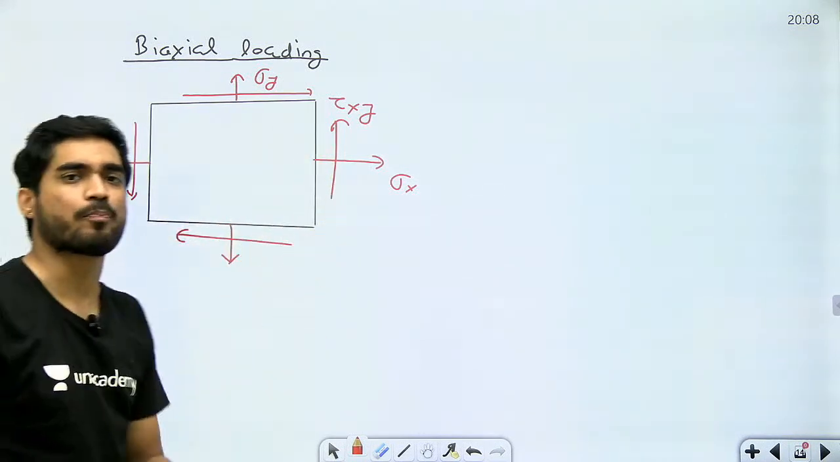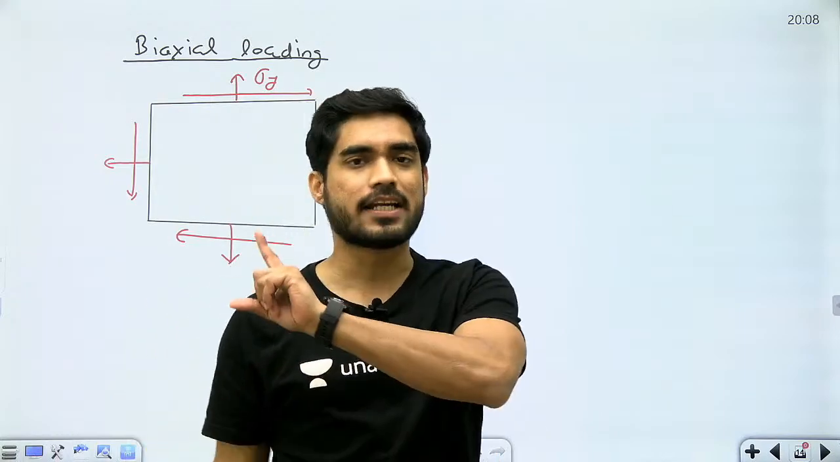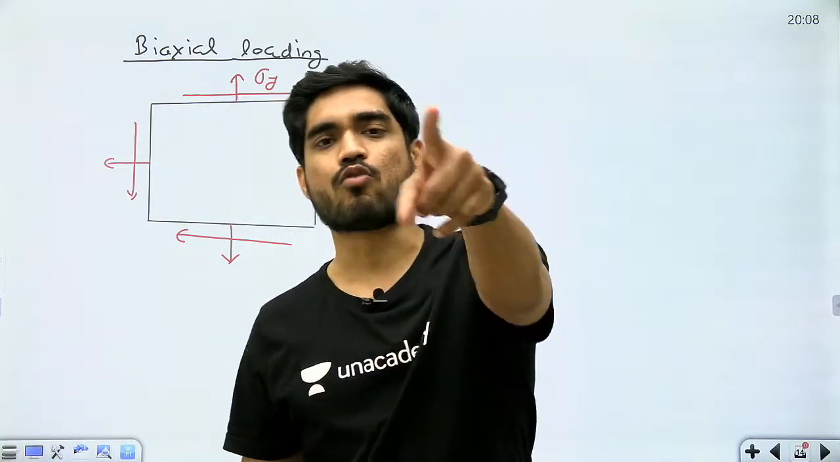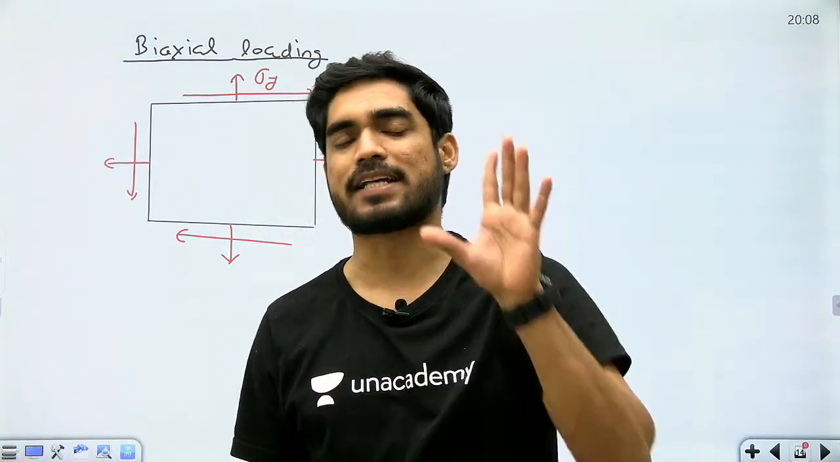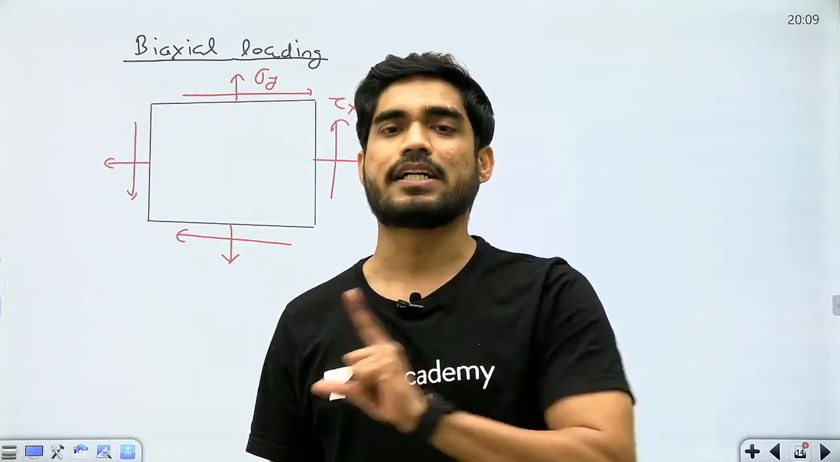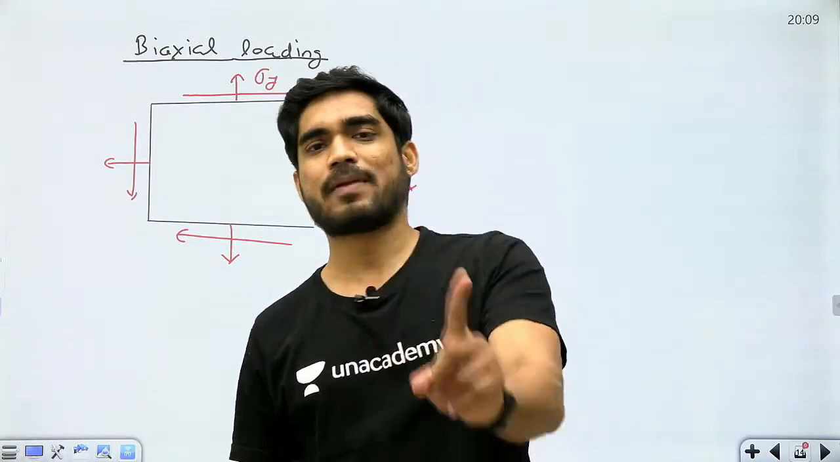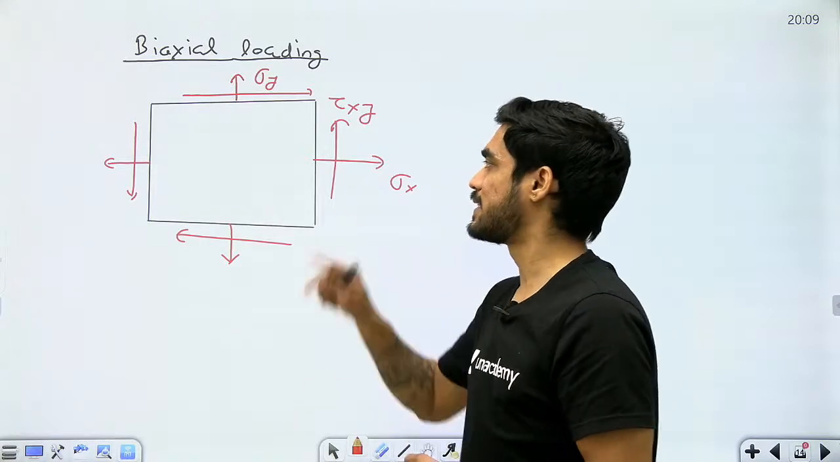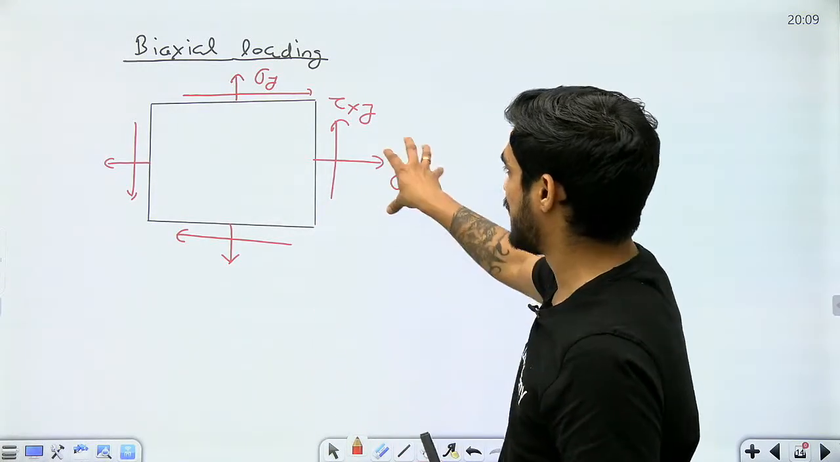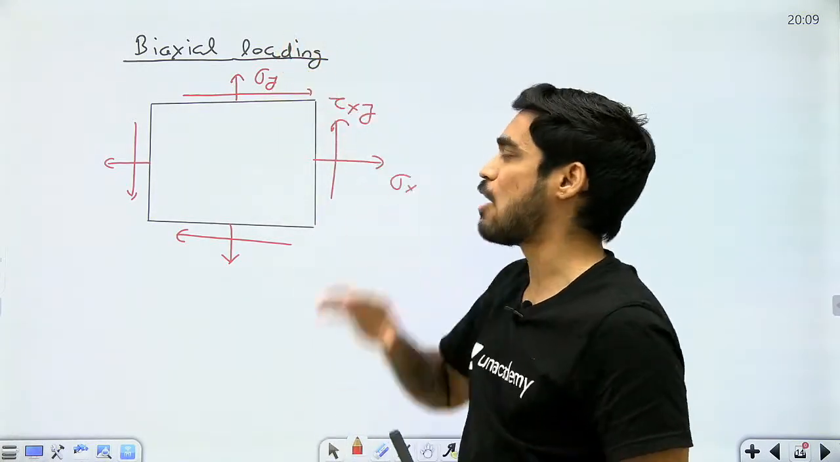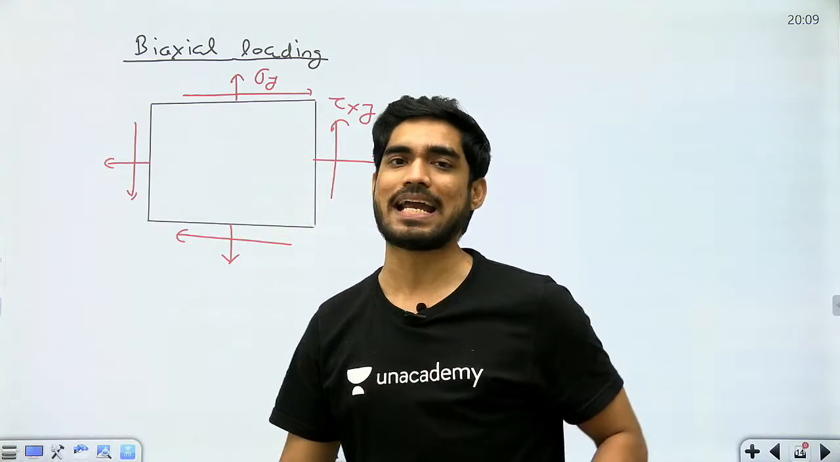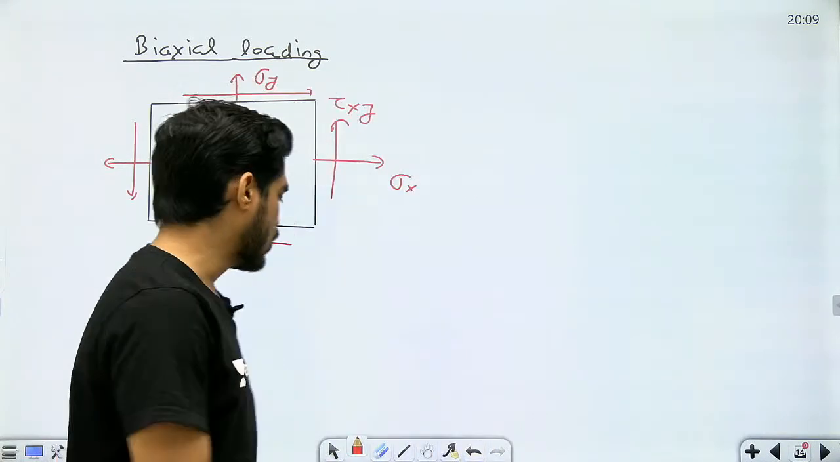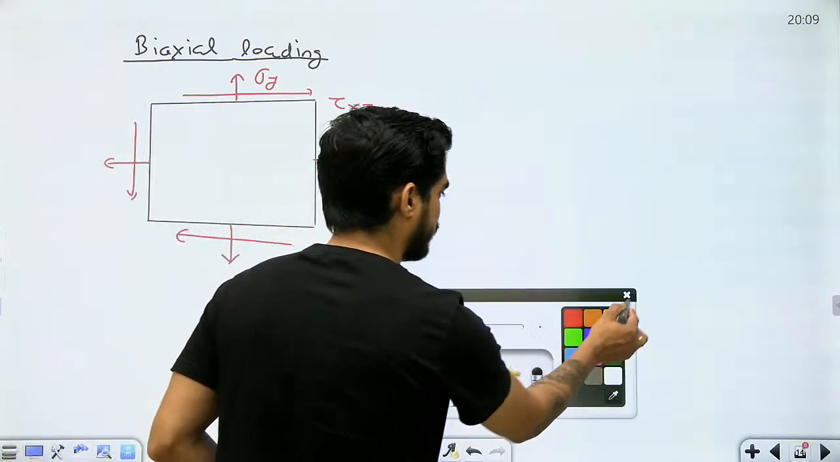We have already studied this in strength of material. If you don't know this, then you need to go and watch my lectures on complex stress. Otherwise you will not understand this. So read complex stresses if you want to understand this. So there is sigma x, sigma y and tau xy. This is known as biaxial loading.